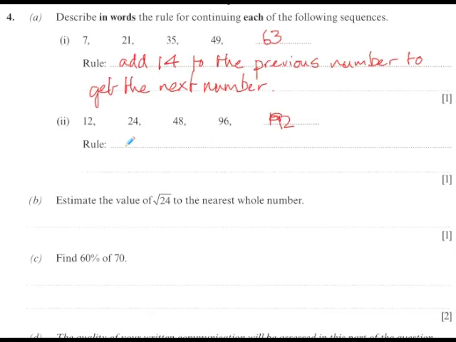So the rule is double the previous number to get the next one.